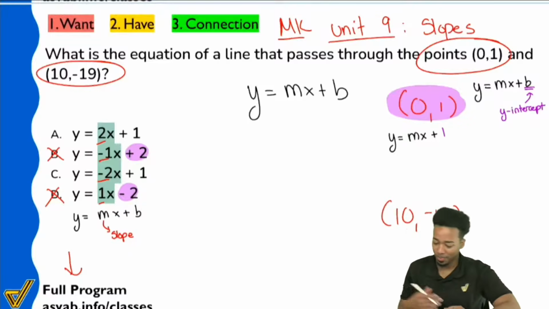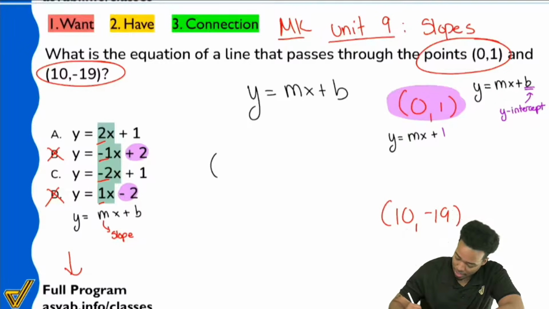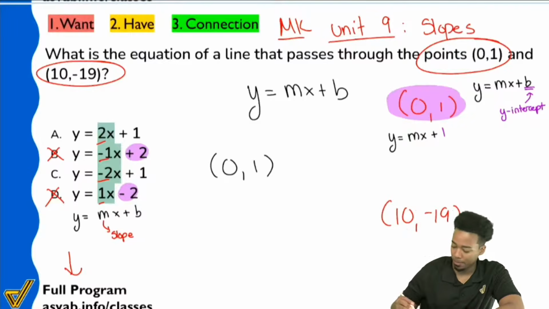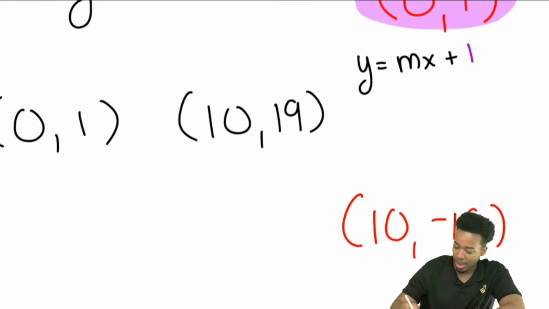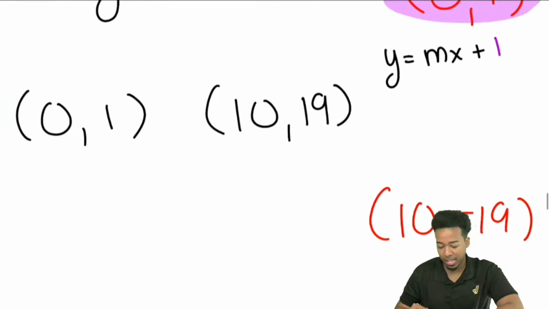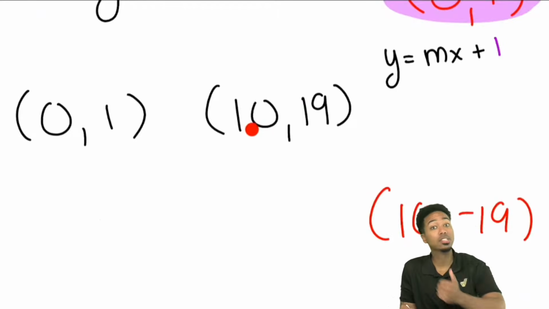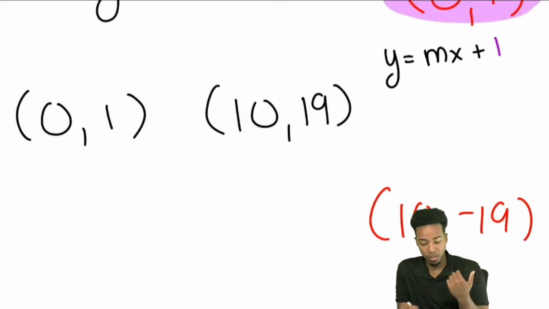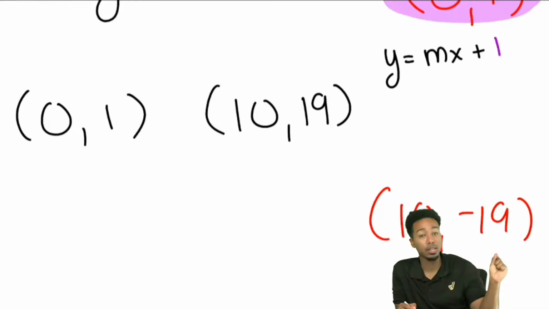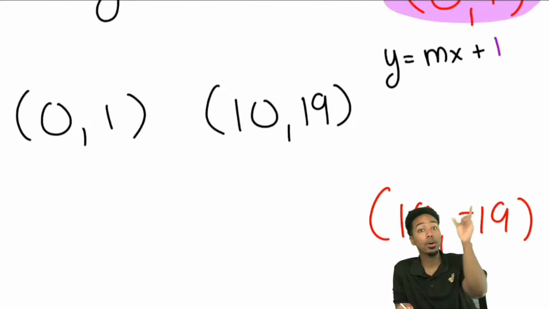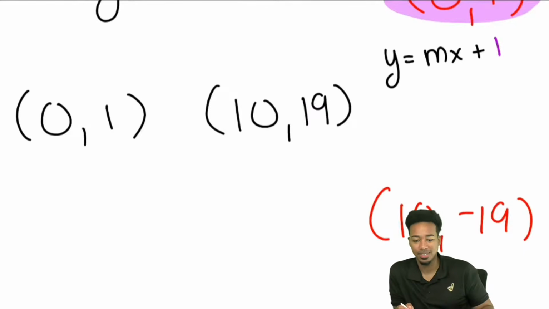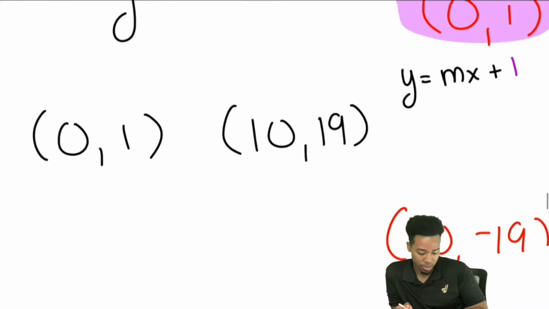My party people, if my first coordinate is (0, 1), like they tell us, and then the next coordinate that they give us is (10, -19), everybody, if you look at this, the x is 0, then the x is 10. So it looks like we're going to the right, right? From 0 to 10 on the x, here's 0, here's 10. We're going to the right. Everybody, what's happening on the y? When we go from 1 to -19, are we going up or down?